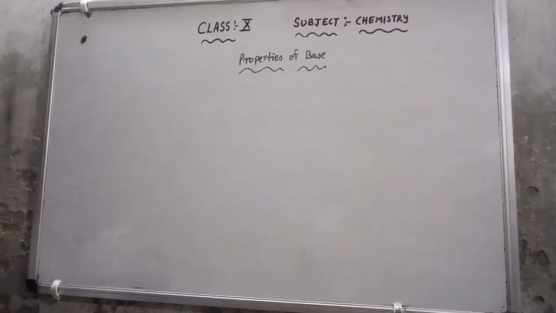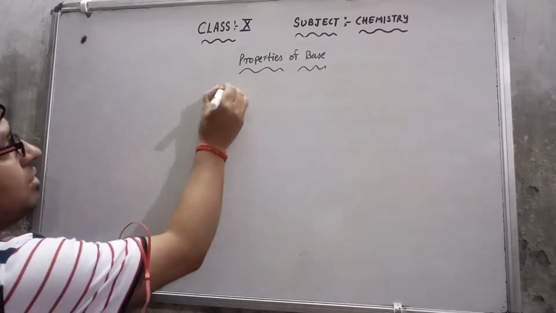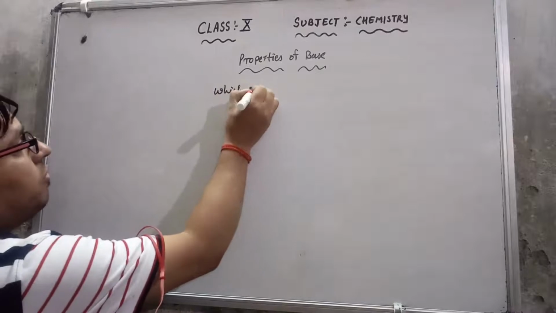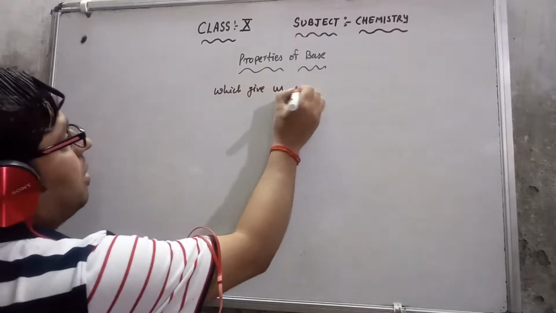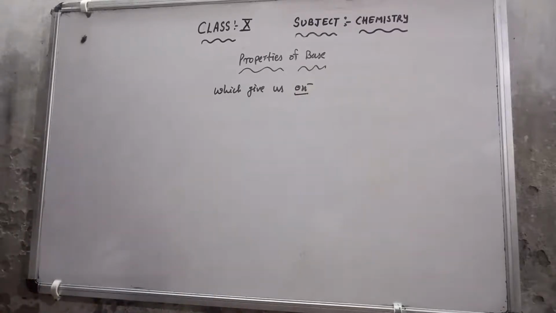Hello students. Today in this video, I will discuss with you the properties of base. That means how they will react with other things and what physical properties they are going to show. Before that, I want to revise what bases are. That means the substances which give us hydroxide ion by dissolving in water are called base.